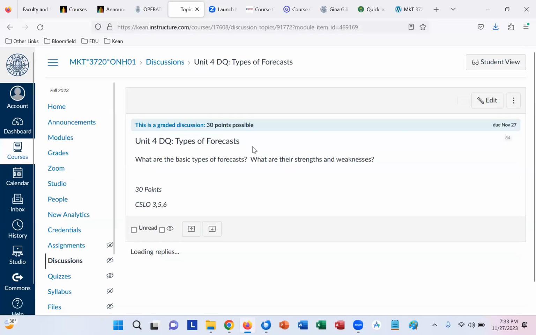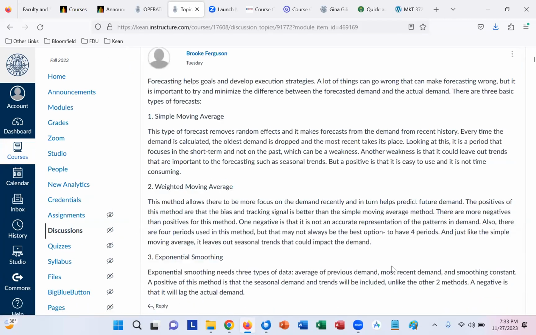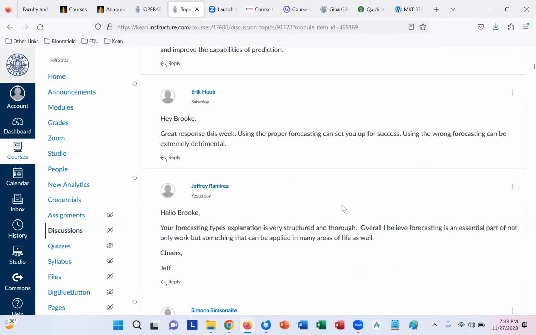Within the discussion questions, there are still these awful, useless responses, such as, "Hey, Brooke, great response this week. Using the proper forecasting can set you up for success. Using the wrong forecasting can be extremely detrimental." That's useless to anybody within the discussion. That's not going to get any points.